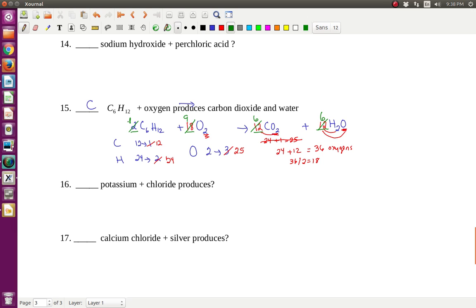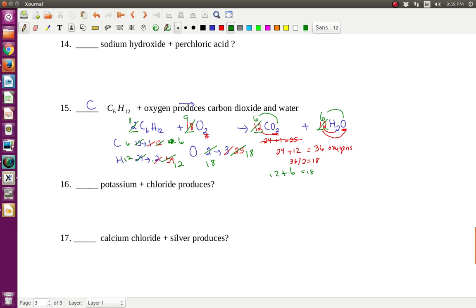And now double check. I have 6 carbons on this side and 6 on the other side. All right, I have 12 hydrogens on this side, and on here 6 times 2 is 12 hydrogens. I have 18 oxygens on the reactant side, and then 6 times 2 is 12 oxygens plus 6 more, that's 18 again. So 18 oxygens. So it still balances, but I reduced all the coefficients. So that probably seems like a lot of work.